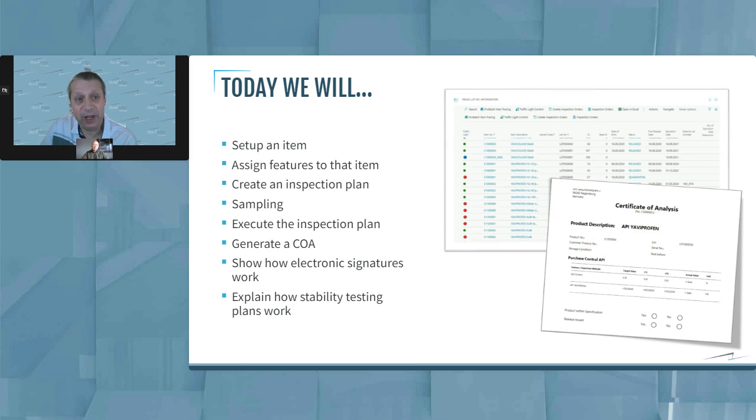So specifically what we're going to do today, we're going to set up an item, we're going to assign features to that item, there's lot-specific variables. We're going to create an inspection plan, we're going to execute that inspection plan, we'll show you sampling, how that works, for the items to be tested. We'll generate certificates of analysis. We'll also show how electronic signatures work. We have an upcoming compliance webinar next month where we'll dive more into the audit logs and the electronic signature capability, but it is a fundamental part of the quality module too. And then finally, we'll explain how stability testing works.